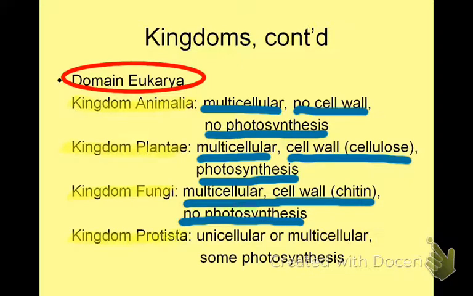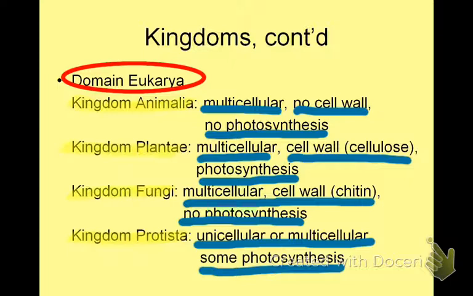And then kingdom Protista is basically how I have explained it in the past. Anything that doesn't fall into the other categories. It's just kind of miscellaneous. So some of them are unicellular, some of them are multicellular, some do photosynthesis, some don't. It's just anything basically that doesn't fit into the other categories of animal, plant, or fungus that is put into kingdom Protista. So these are the 6 different kingdoms. I have those highlighted, and then again I put a red circle around the domains.